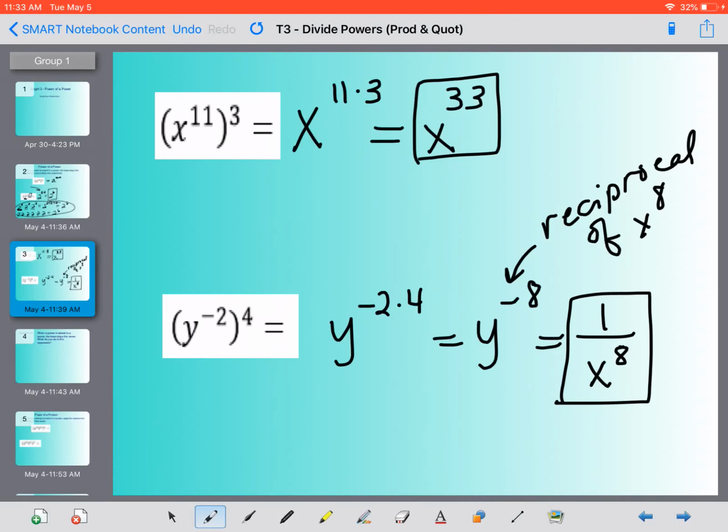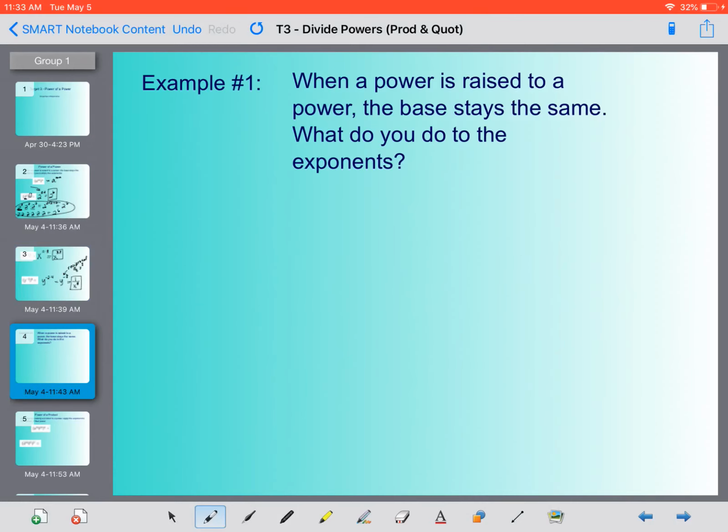Okay, here's your lesson check. Your lesson check for example 1. Make sure you write this answer down so that you can enter it into the lesson check. When a power is raised to the power, the base stays the same. What do you do with the exponents?